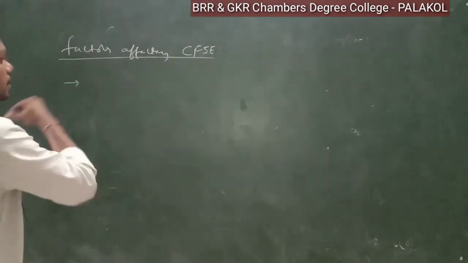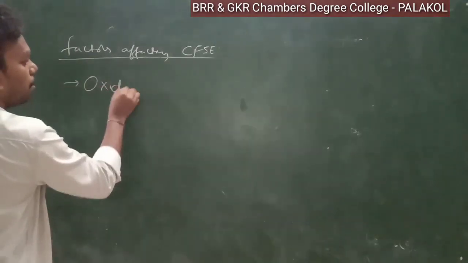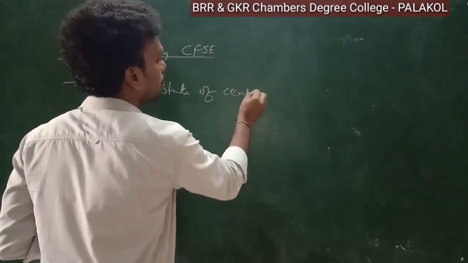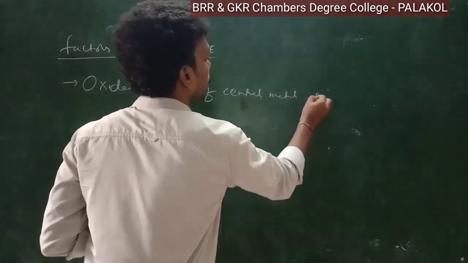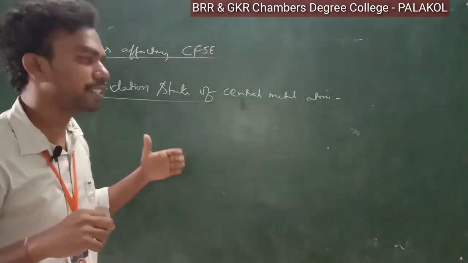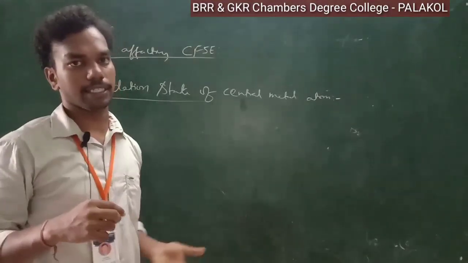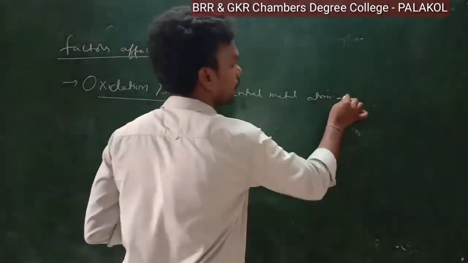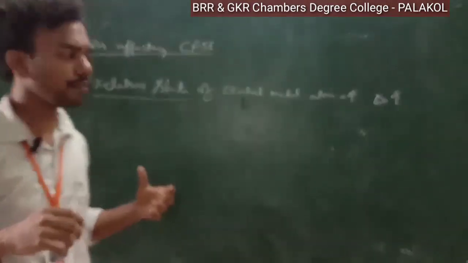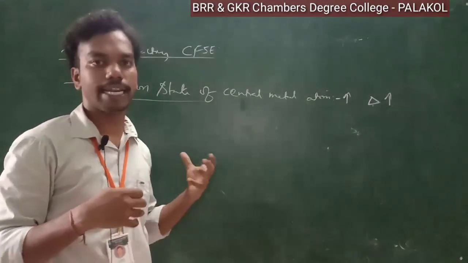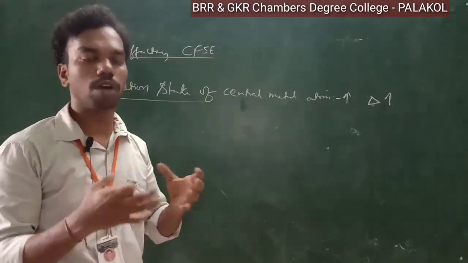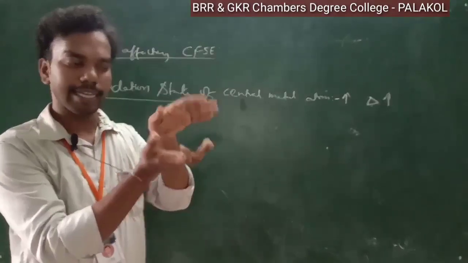The first factor is the oxidation state of the central metal atom. Right. So as the oxidation state of the central metal atom increases, CFSE increases. As the oxidation state of the central metal atom increases, crystal field stabilization energy increases. Because the ligands with their electron density approach highly charged metal atoms more strongly and more closely, forming strong field complexes. So for strong field complexes, the energy gap is more.